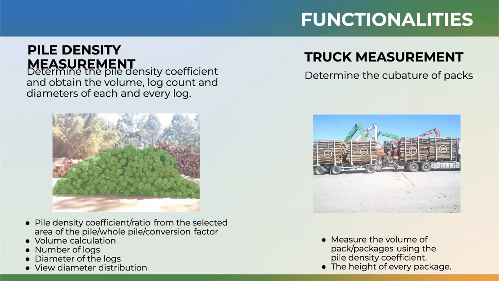Finally, the fourth key feature of the Timbeter application is truck measurement, which helps you determine the volume of each pack on the truck. How it works is that you mark each pack on the truck, then draw the heights on each and every one of them and apply the pile density coefficient. Through that, the volume is calculated. We provide the total volume for the truck, but also the volume for each pack separately.